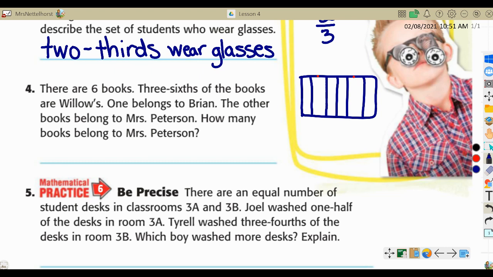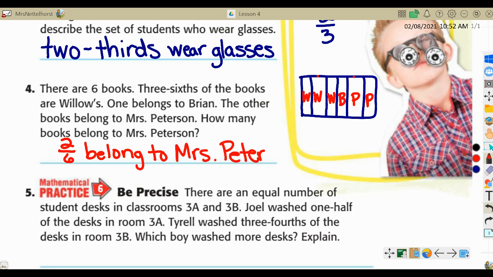3/6 of the books are Willow's. So 3 out of 6 are Willow's. So I'm going to put a W, W, W, because 3 out of the 6 are Willow's. 1 belongs to Brian, and the other books belong to Mrs. Peterson. So I'll just fill in the rest of the books. So how many books belong to Mrs. Peterson? So 2/6 belong to Mrs. Peterson. Two out of the 6 books belong to Mrs. Peterson.